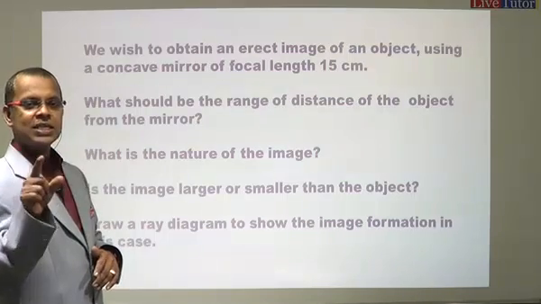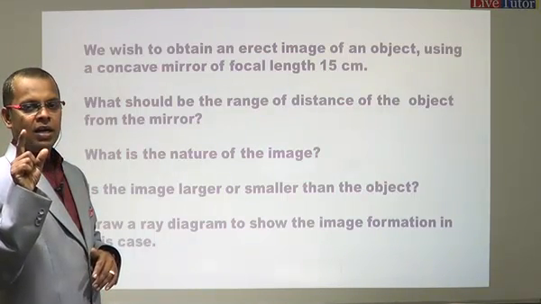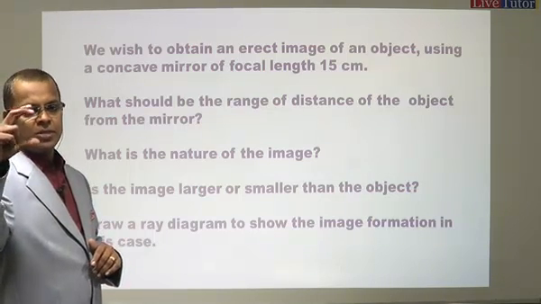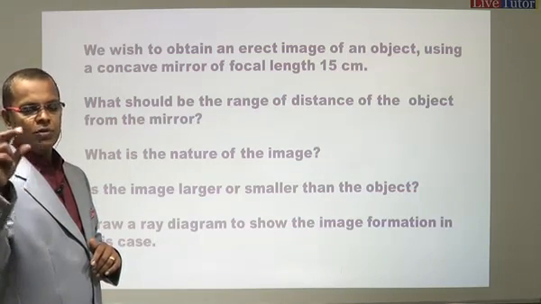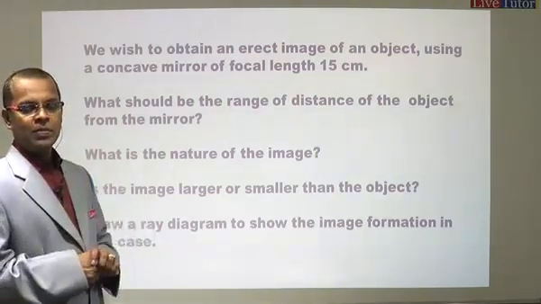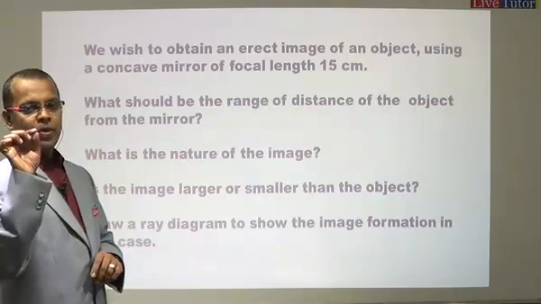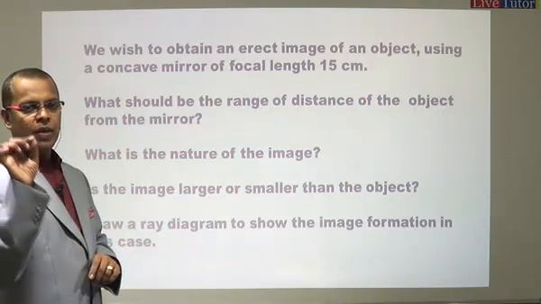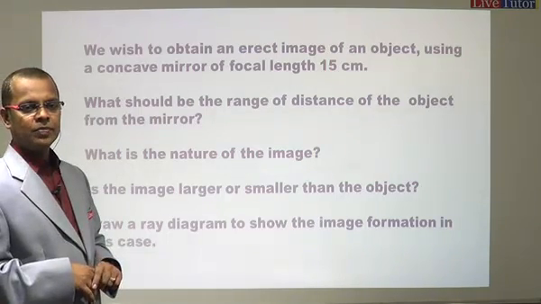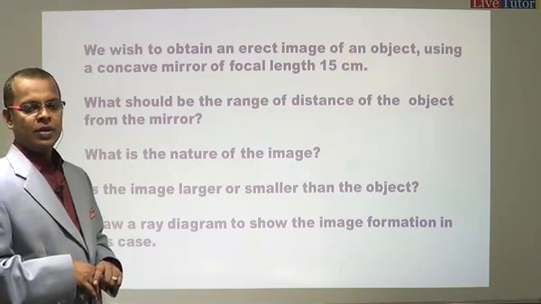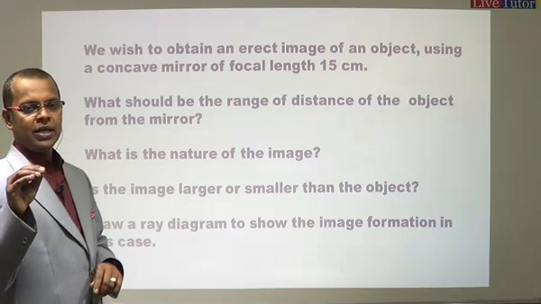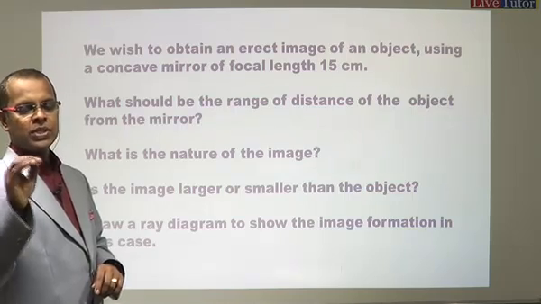Now can you imagine the points which you have studied about concave mirrors? There are 6 positions of the object for which we have located the images. Do you remember the tabular column? In that tabular column, which location of the object produces an erect image? Do you remember that? At what position of the object will a concave mirror produce an erect image?